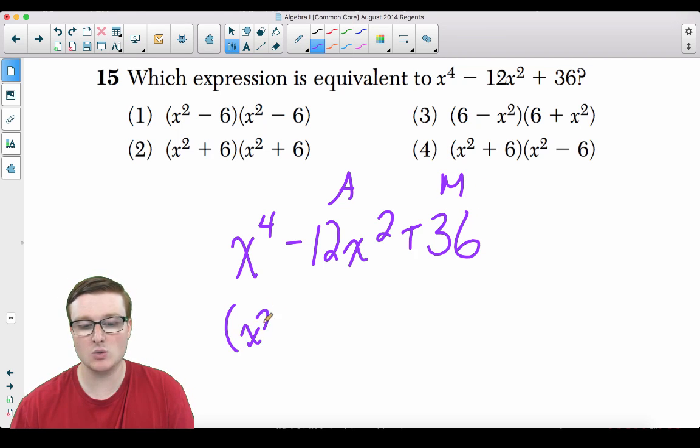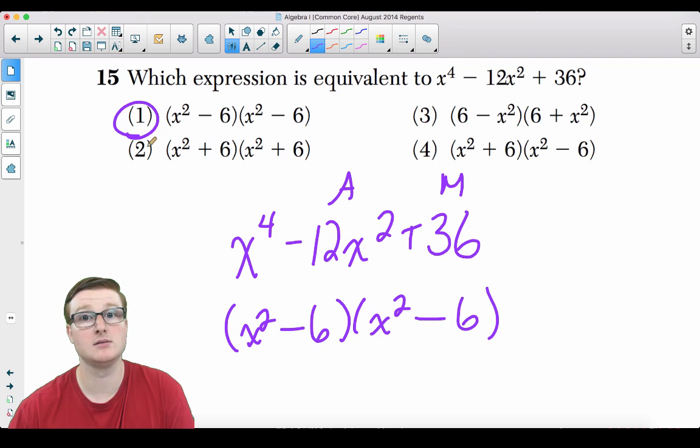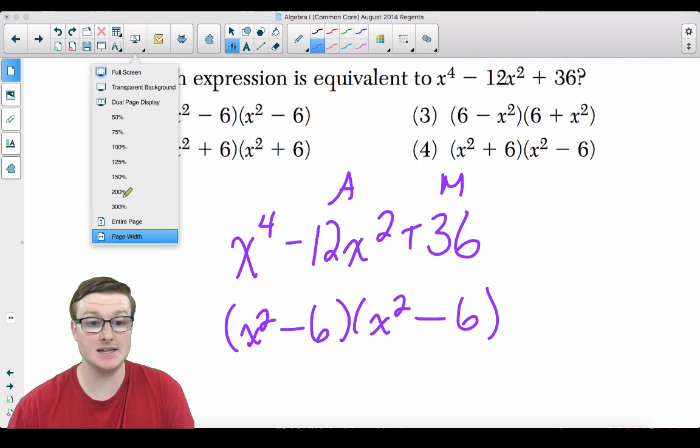So this is x squared and x squared. Set up your double bubble. I call it the double bubble. Now what adds to negative 12 and multiplies to give you 36? Well, that's x squared minus 6, x squared minus 6. And that is going to be choice 1. Pretty simple question, right? And that's it.